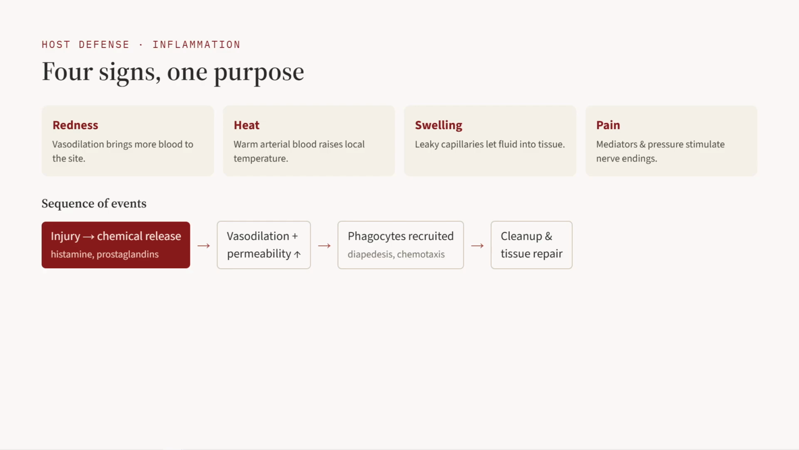The sequence goes like this. Injury triggers the release of chemicals like histamine and prostaglandins. Those cause vasodilation and increased permeability. Phagocytes are recruited to the area, squeezing out of the vessels and following chemical trails. And finally, they clean up debris and the tissue repairs. It's uncomfortable, but every step has a purpose.